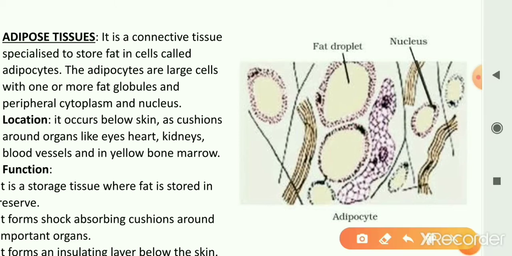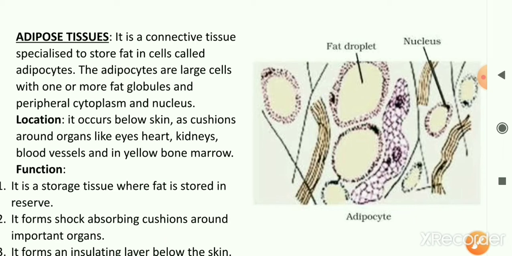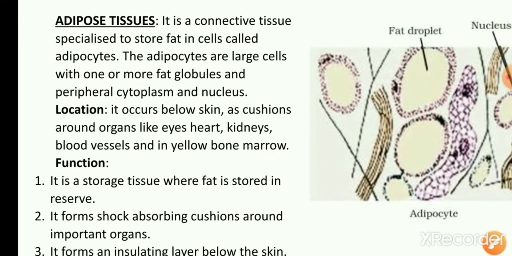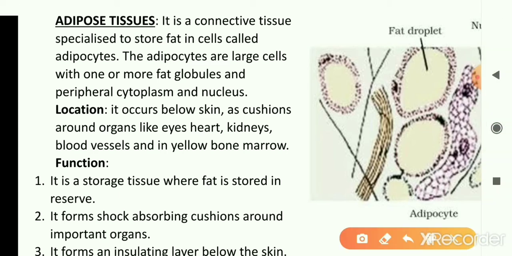Apart from this, you find collagen fibers and elastin fibers. These are protein fibers. As I said, they are secreted by the fibroblasts, like that of areolar tissue. The main function of adipose tissue is to store fat, which is used as a source of energy. Location: the adipose tissue is present below the skin.